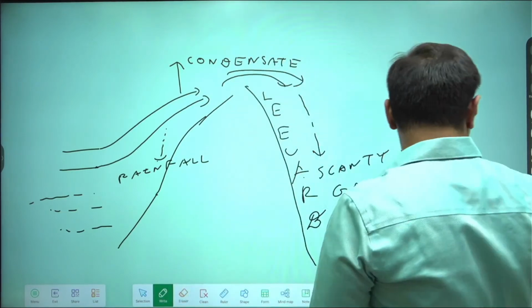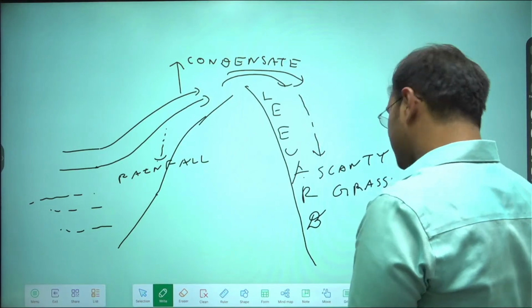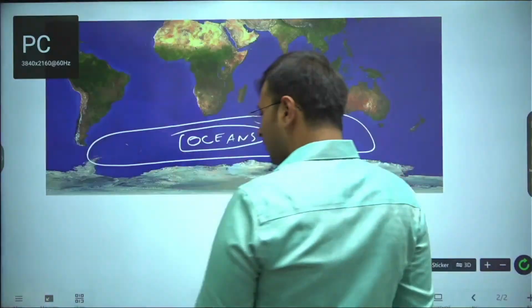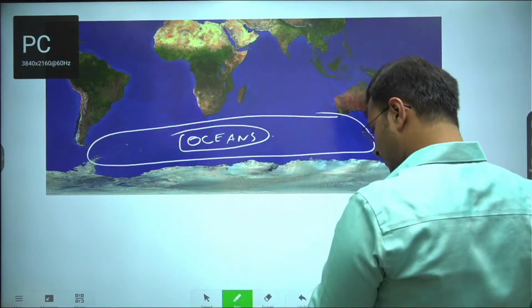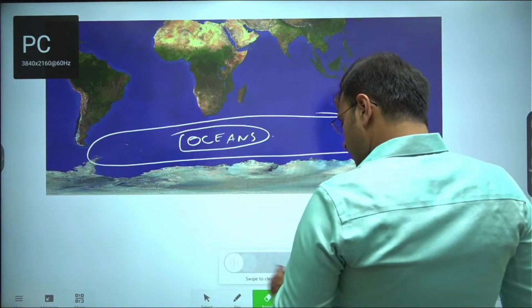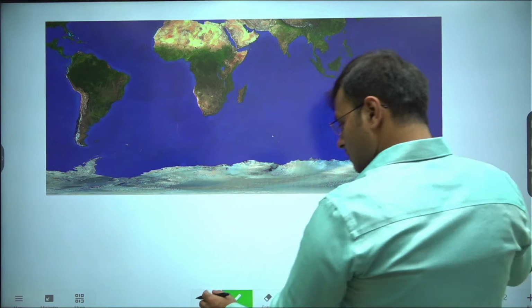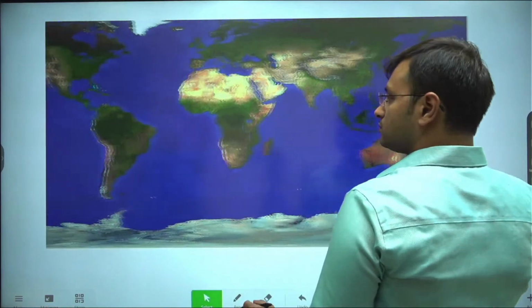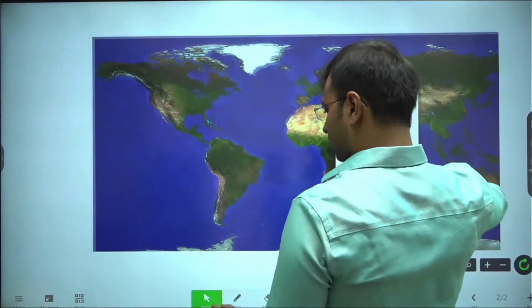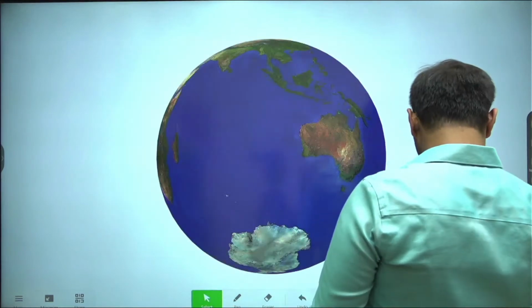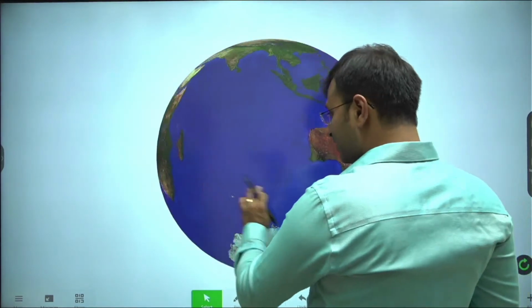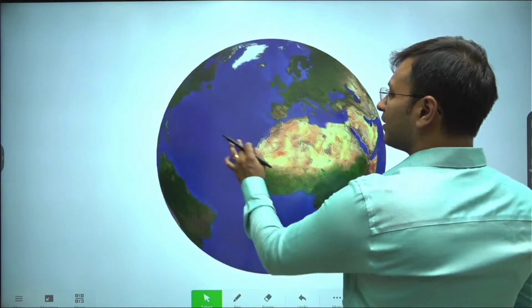For that, I'm again using the maps. Let me now open up the maps for you all again. Let me use the earth in 3D so that you get an even better picture.